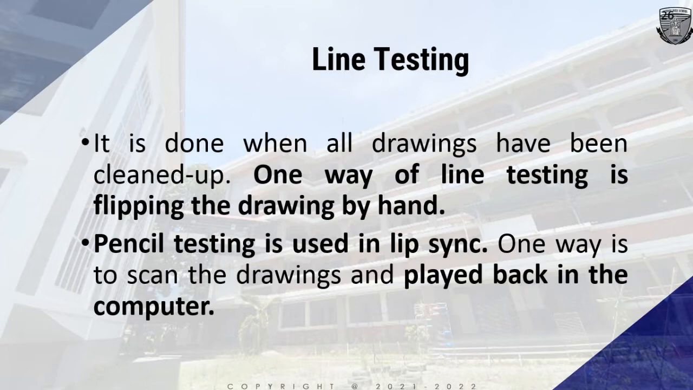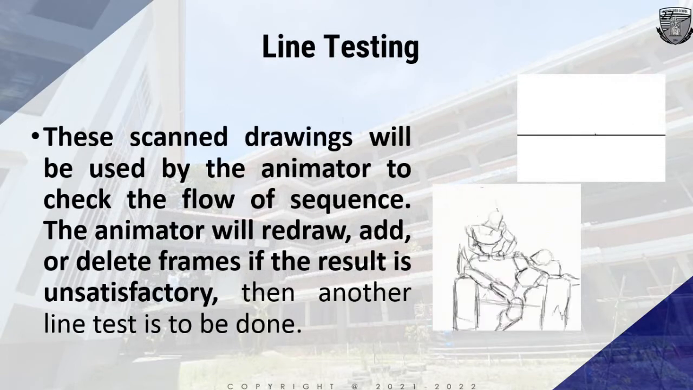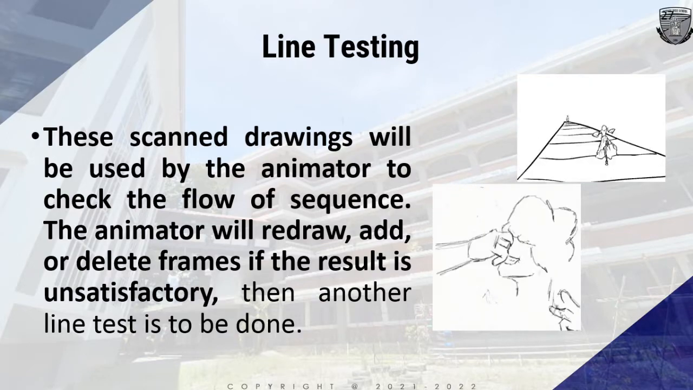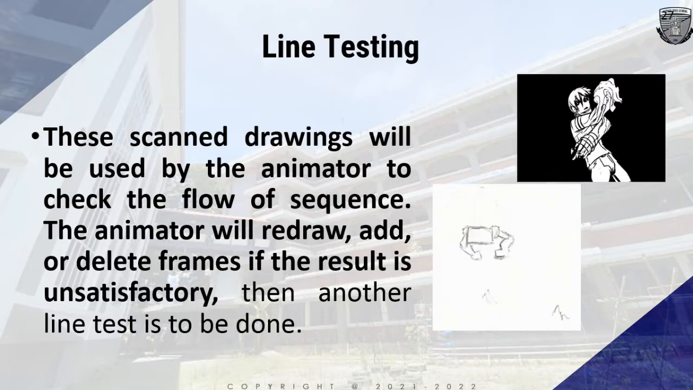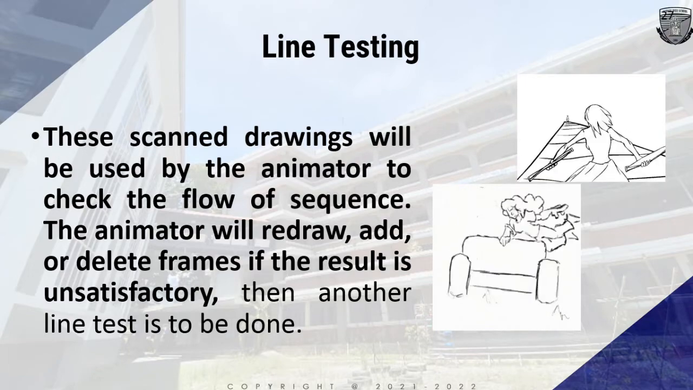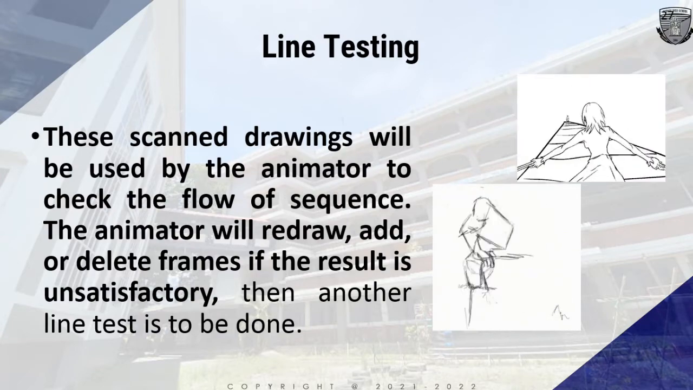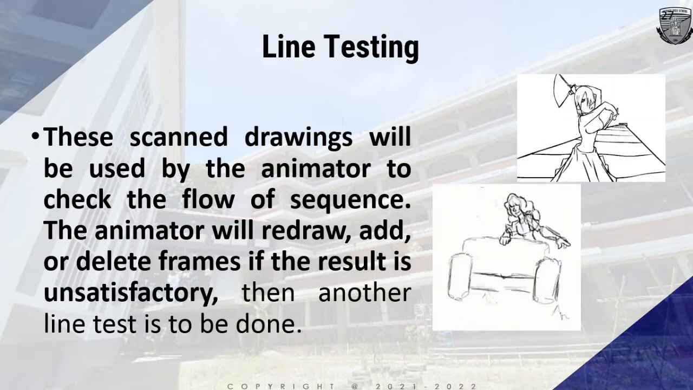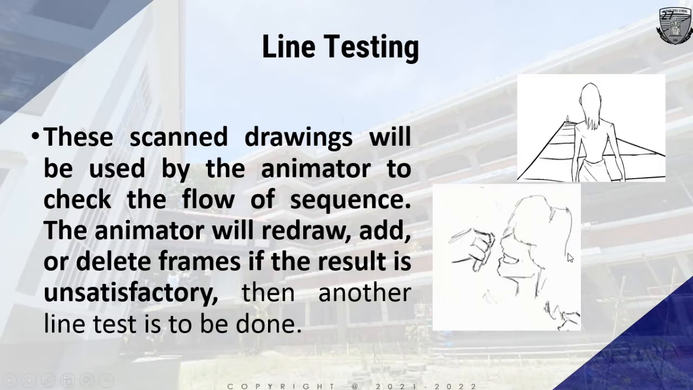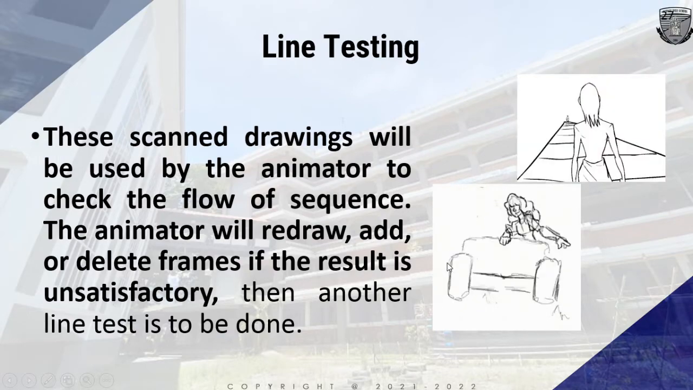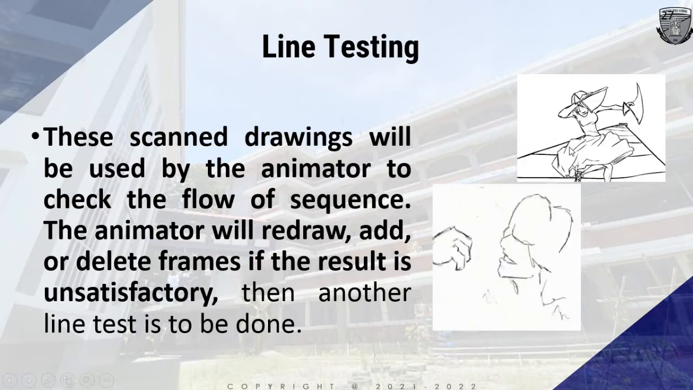Pencil testing is used in lip sync also, and one way is to scan the drawings and play them back in the computer. These scanned drawings will be used by the animator to check the flow of sequence, and the animator will redraw, add, or delete frames if the result is unsatisfactory. So basically, line testing is done to check also the flow of the actions, and if it's jittery or not good as presented on the line testing, it needs to be redrawn. As you can see here, here are examples of line testing.